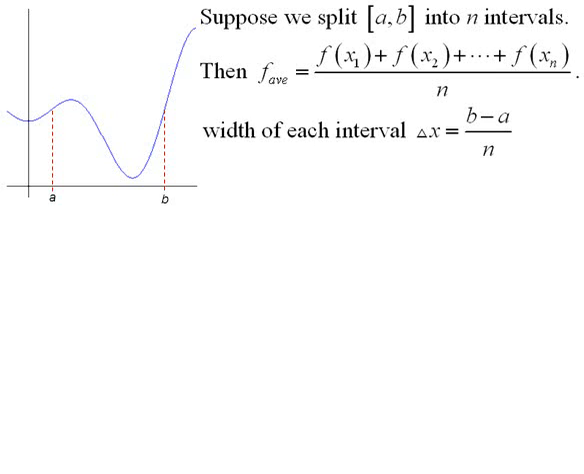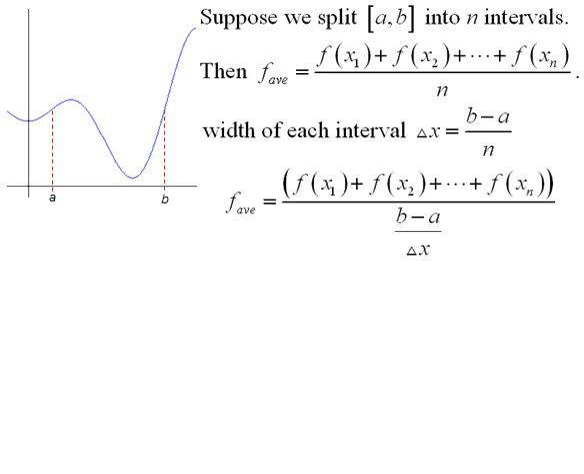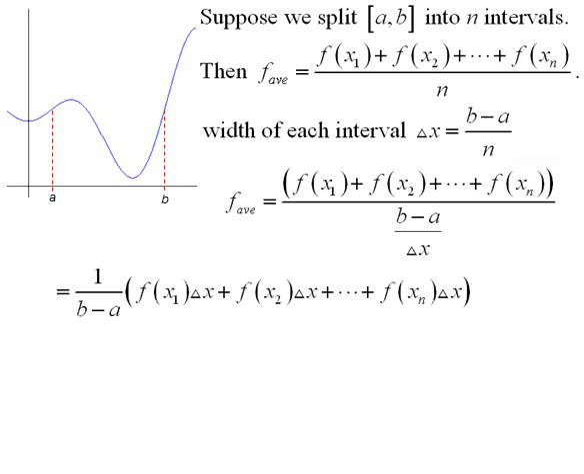The width of each of these intervals would be b minus a divided by n. Rearranging this formula, n equals b minus a over delta x. Substituting for n in our average value equation, we get this. Treating the division of this fraction as multiplying by its reciprocal, we get 1 over b minus a times the sum of each function value times delta x.